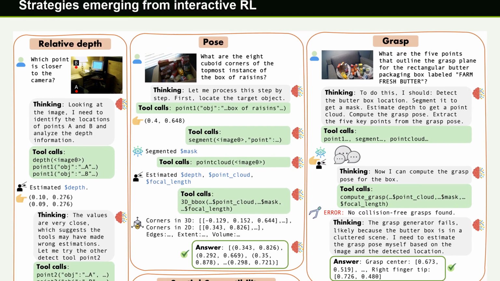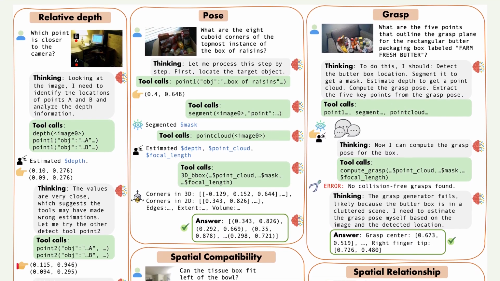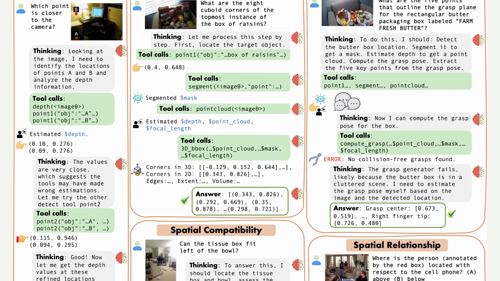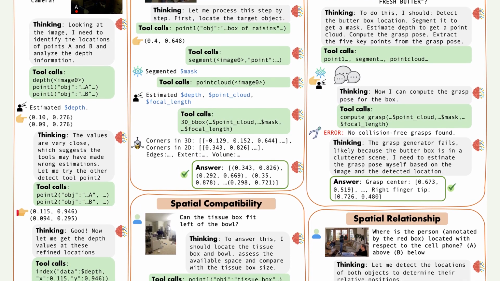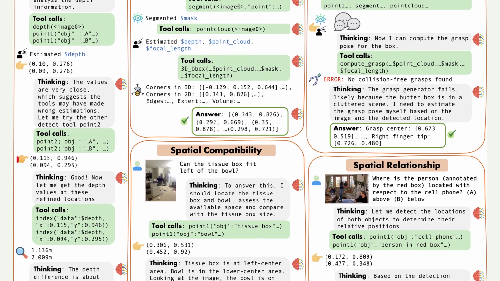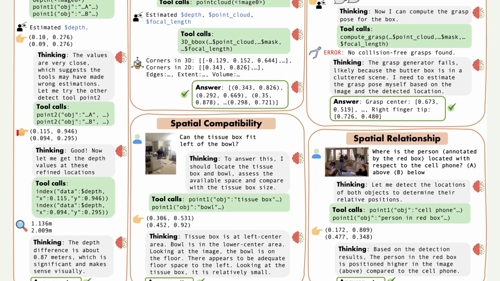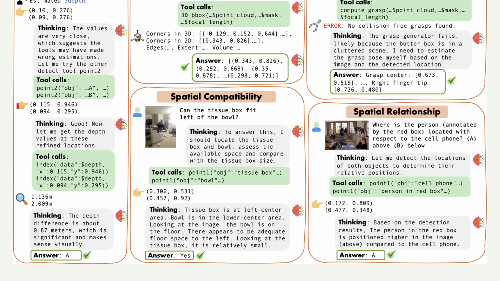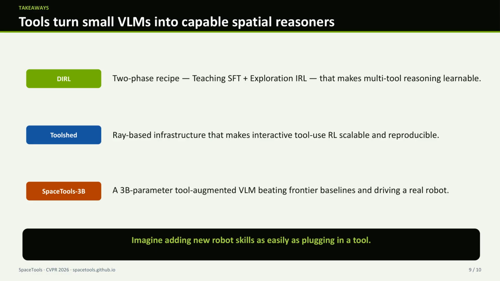The learned policy picks the right tool for the job, pointing for relations, depth for distance, multi-step composition for pose, and, crucially, it learns to recover when a tool returns an obviously bad answer. These behaviors are learned via DIRL. Both the teacher traces and the interactive RL phase shape them. Three contributions: DIRL, the training framework; Toolshed, the infrastructure that makes it scalable; and SpaceTools 3B, the model that ties it together. The bigger picture, interactive RL with live tools, is now practical at scale.